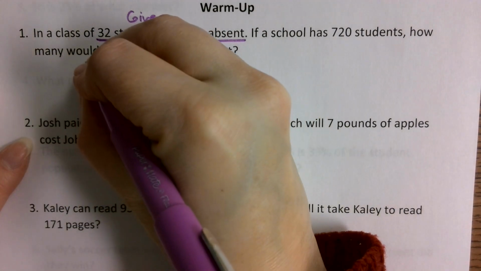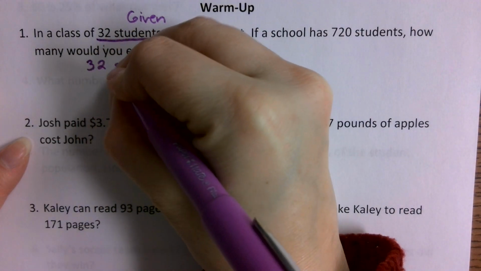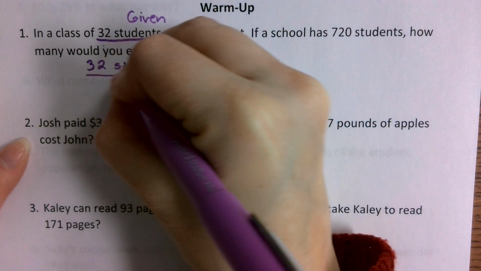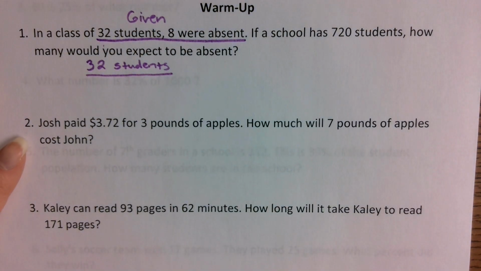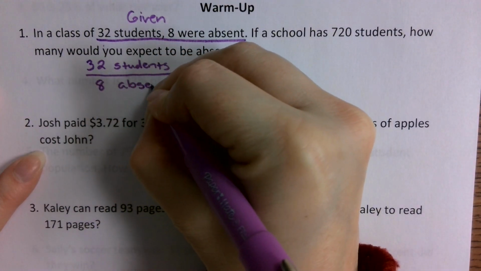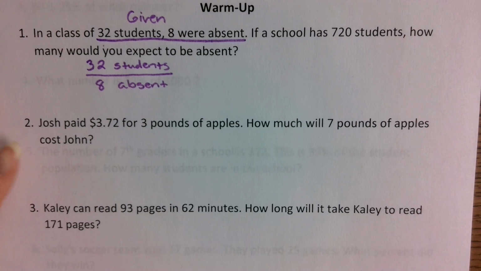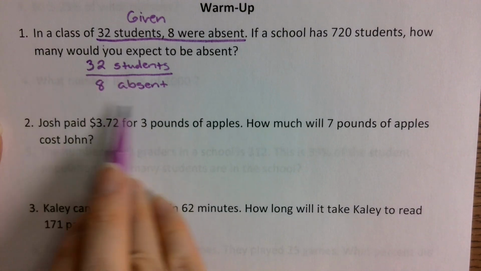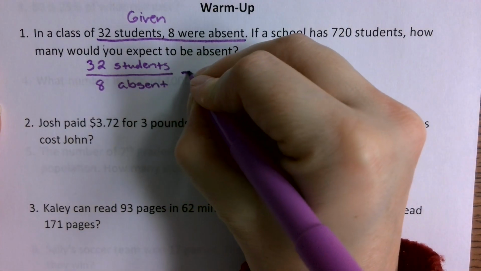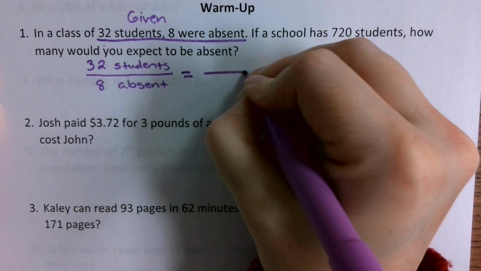So the information that we're given is that there are 32 students. Don't forget to label. Don't just put numbers, put labels. There are 32 students. There were 8 who were absent. 32 students, 8 of them were absent. So that's how I'm going to set up my first ratio. I could put 8 over 32 if I wanted to. That would be 8 absent over 32 students. That's perfectly fine. But it does determine how I have to set up my second ratio.